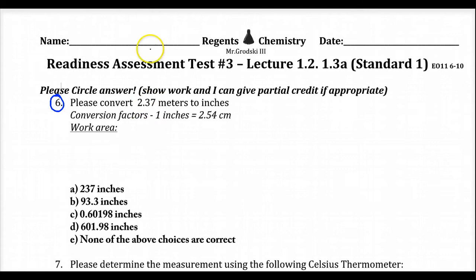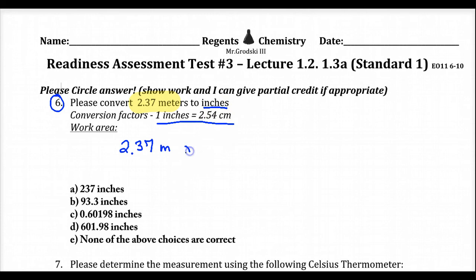So the first step is always start with the number given. So I go with 2.37 meters. I'll use an abbreviation. And I know that to go to inches, I need a converting factor. The only converting factor I give you is 1 inch is equal to 2.54 centimeters. So I have to be in centimeters first.